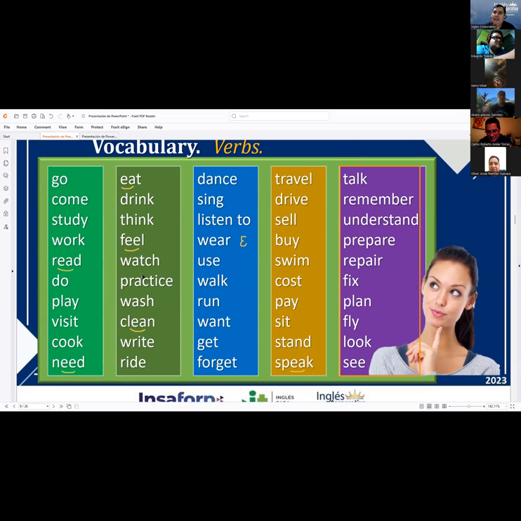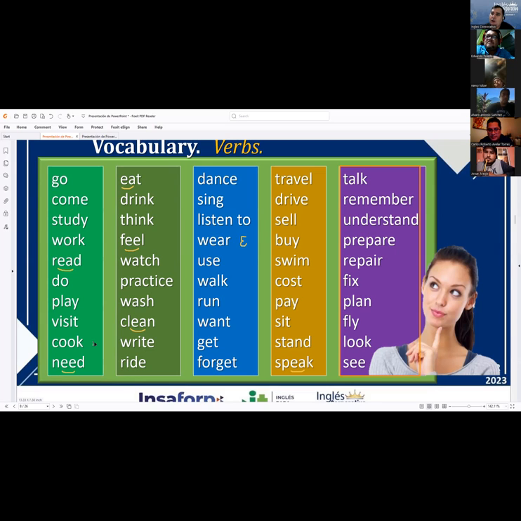Study. I study English. I study the lesson. Read. Sorry. Work. I work hard. I work at a factory. I work in a hotel. I work at midnight. A restaurant. Read. I read books. I do homework. I play soccer. I visit friends. I visit the zoo. Okay.